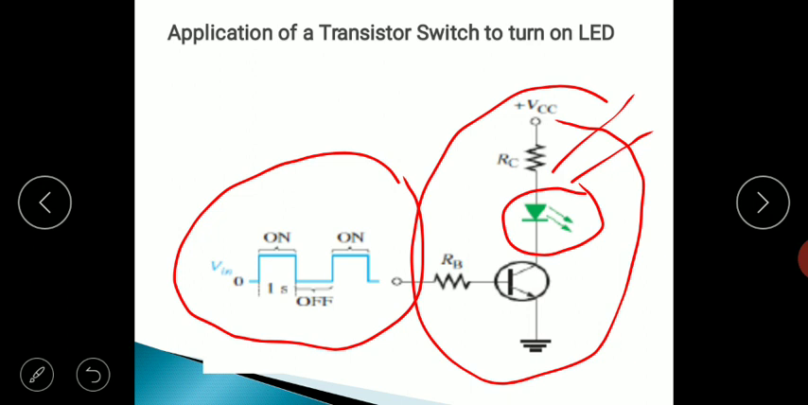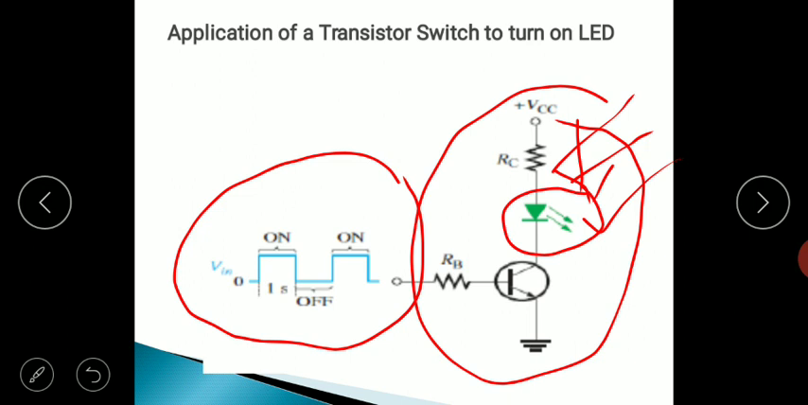Now when you apply the next half of the square wave, that is when the square wave is high, the base emitter junction is forward biased and the collector base junction also is forward biased. So the transistor enters into saturation. A large current called saturation current flows, or maximum current flows through the load, which also flows through the LED, and the LED will be on.